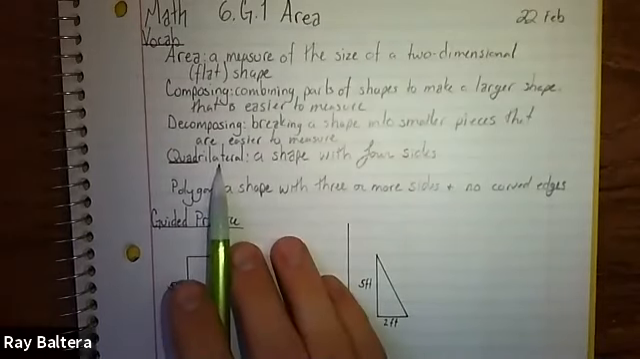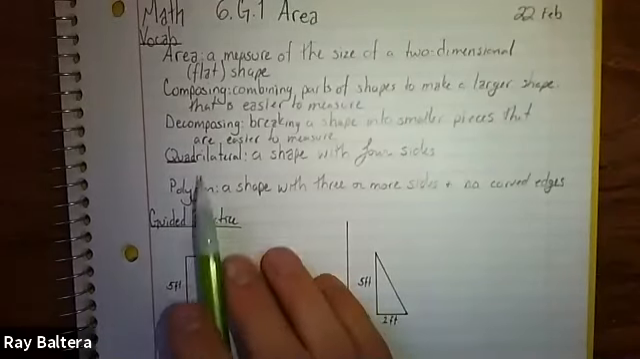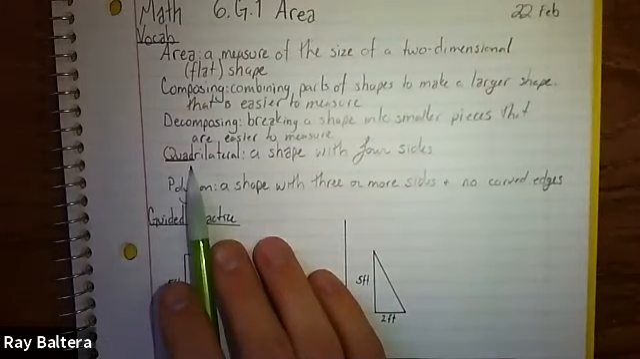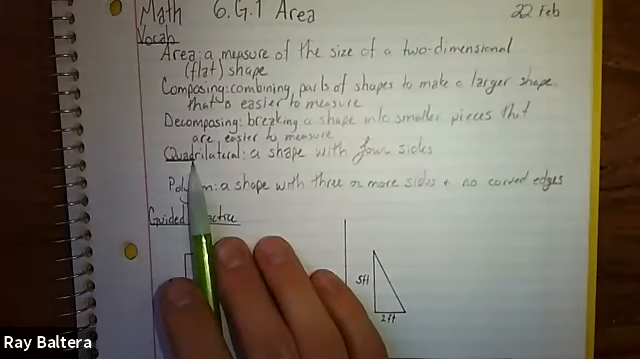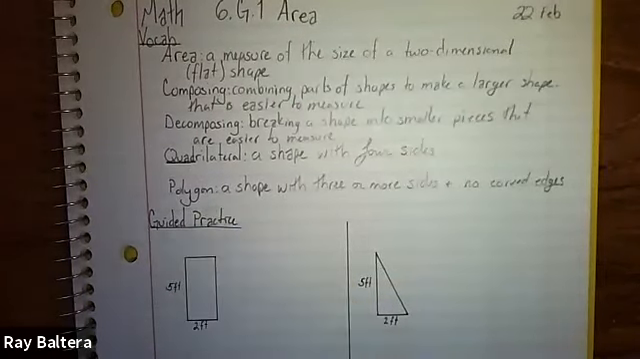So this means that a quadrilateral is a type of polygon. All quadrilaterals are polygons, but that doesn't mean that all polygons are quadrilaterals. You would have triangles, octagons, pentagons, nonagons, decagons. Those are all different types of polygons.